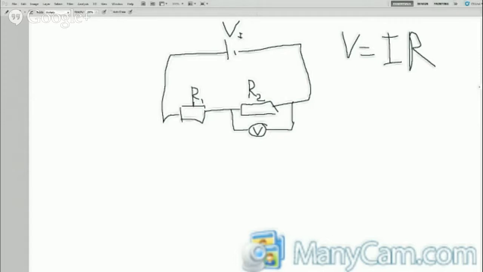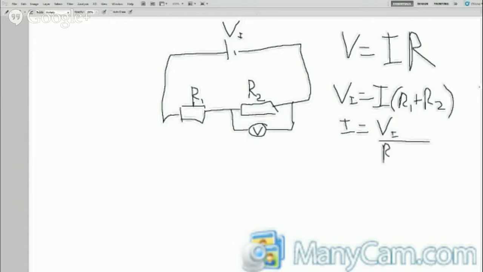And so we can use this to work out what the current would be in the circuit. So our V in is equal to the current times the sum of the resistances, so R1 plus R2. And then we can now use this current value, so I equals V in over R1 plus R2.